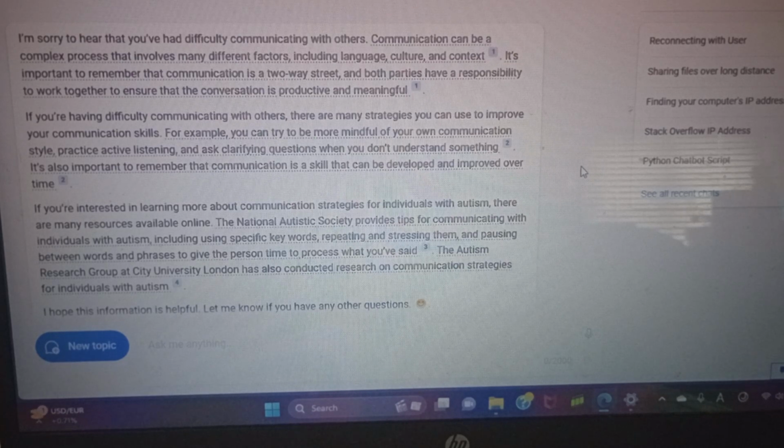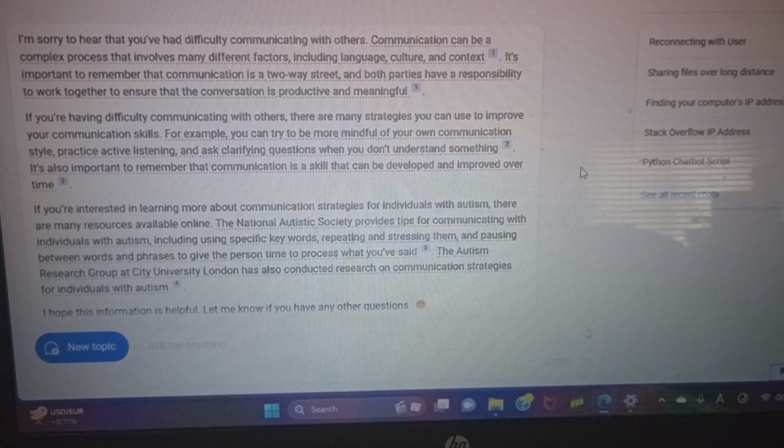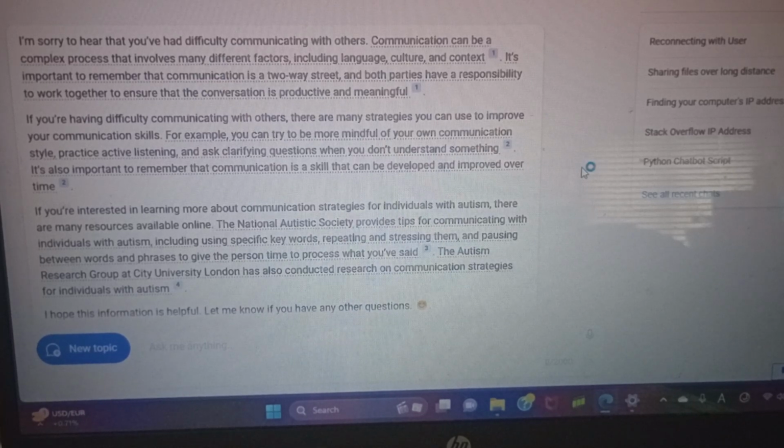Let's see here. Communication can be a complex process that involves many different factors, including language, culture, and context. It's important to remember that communication is a two-way street, and both parties have a responsibility to work together to ensure that the conversation is productive and meaningful. If you're having difficulty communicating with others, there are many strategies you can use to improve your communication skills. For example, you can try to become more communicative. Practice listening styles, ask clarifying questions if you don't understand something. It's also important to remember that communication skills are good.